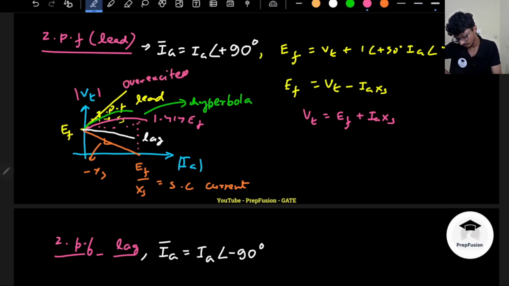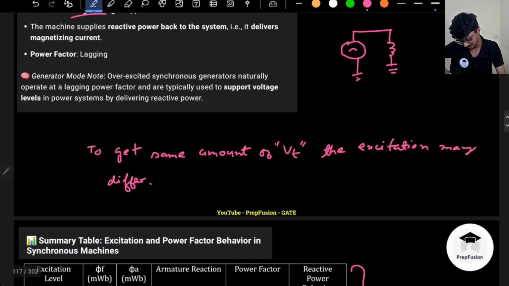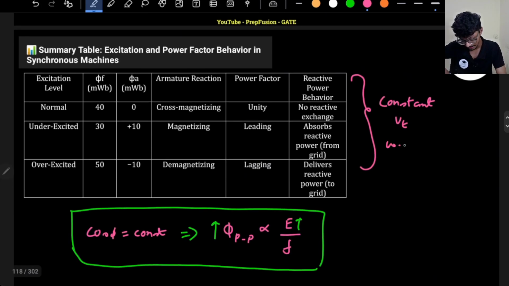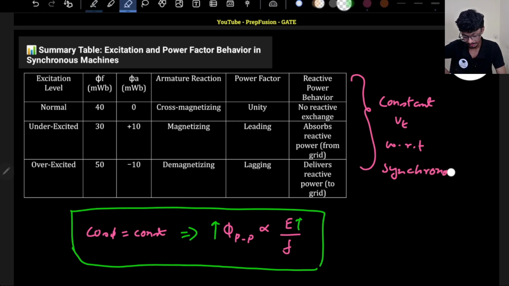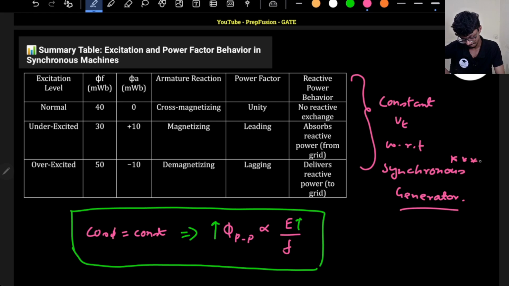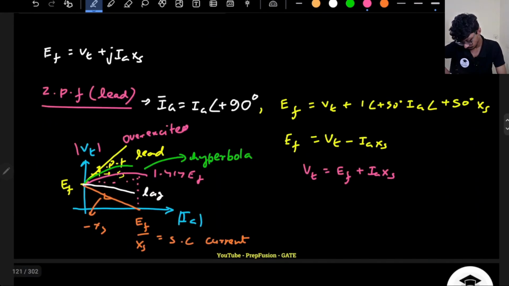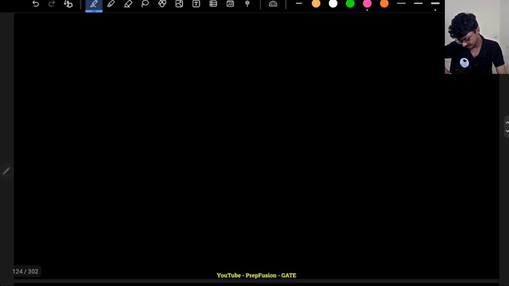Now remember, whatever we are discussing, this overexcited, underexcited, all these things were with respect to a synchronous generator. Remember, synchronous generator. For a motor, it will be just the opposite. Okay, I will discuss about the motor as well, but for a motor it will be just the opposite. Remember, this is a very important point.